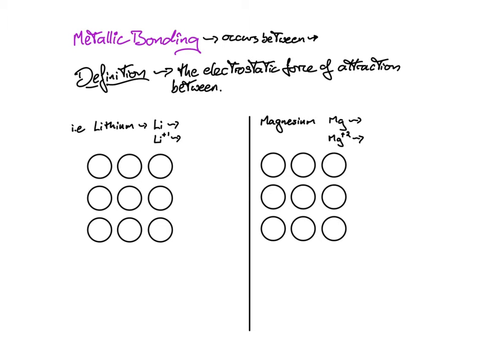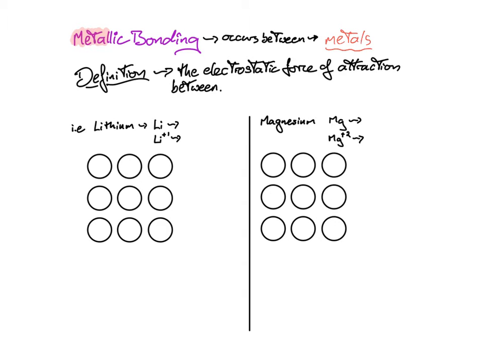Metallic bonding. What is it? What does it occur between? What does it look like in diagrammatic form? Right, metallic bonding. Well, to be honest, it is not the hardest one to work out what it occurs between because it is metallic, which should give you the clue that it occurs between metals.